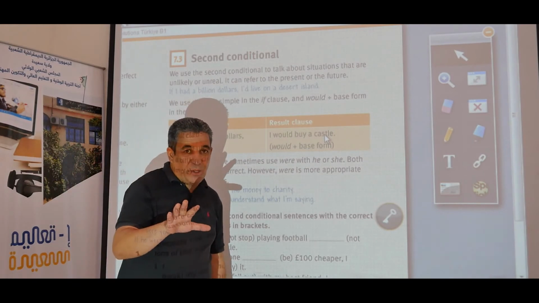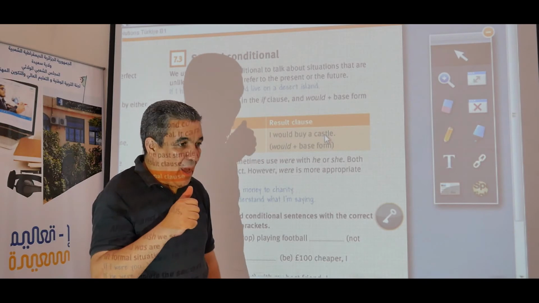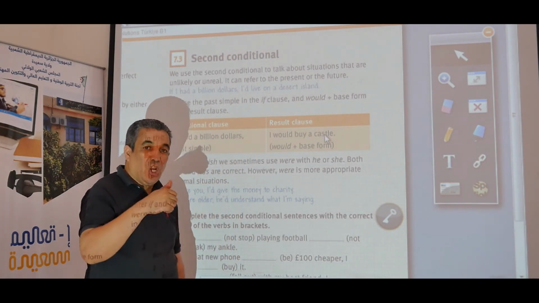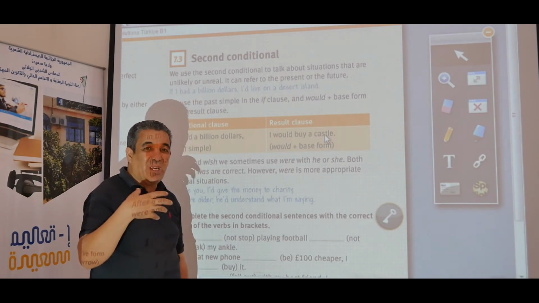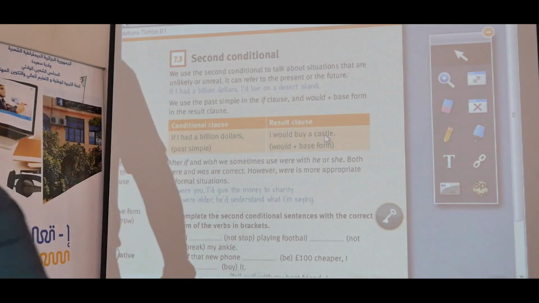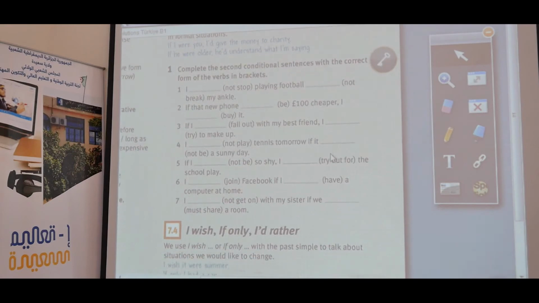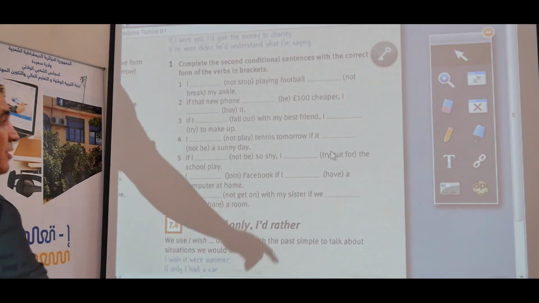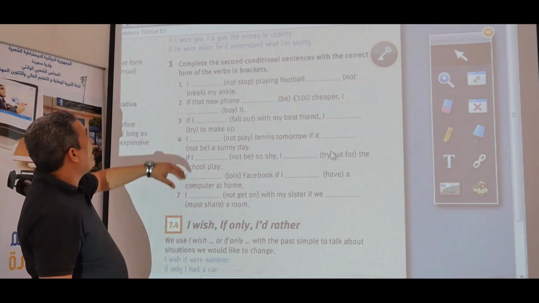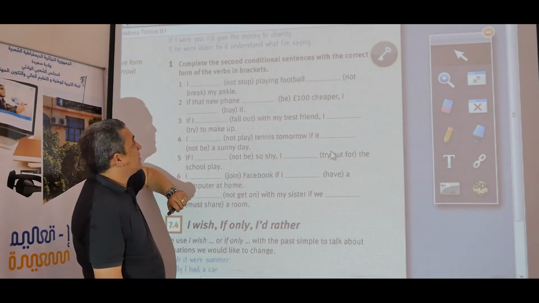Now, we're going to talk about some mixed sentences. And by mixed sentences, I'm talking about how we might have conditional sentences, the first conditional, we can have the zero conditional, and we can have the third conditional sentences. But remember, our focus today is on the second conditional. Now look, complete the second conditional sentences with the correct form of the verbs in brackets.